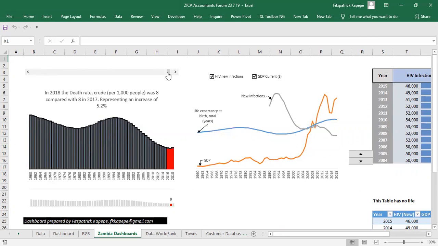In 1960, for example, Zambia's death rate or mortality rate was 17, imagine, per 1,000 people. No, it was 20. Imagine, 20 in 1960 per 1,000 people. You can see this hump here around 1994. We lost a lot of our beloved ones due to HIV/AIDS, and the data does not cheat. You can see that.